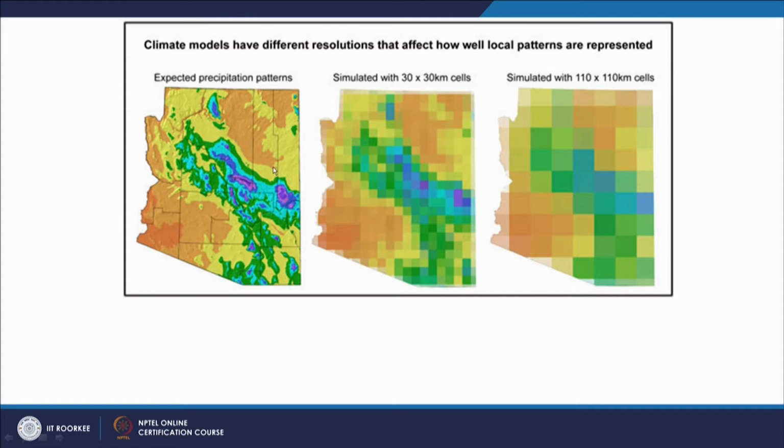But when we compare this precipitation pattern at very high resolution, this is how it looks. So the original one is derived from satellite images. Now it is a lowered resolution at 30 kilometer by 30 kilometer, and then here it is much more simulated. Here is 110 by 110 kilometer.